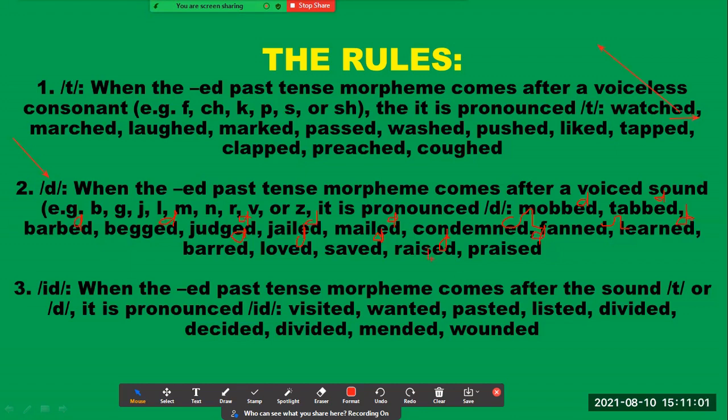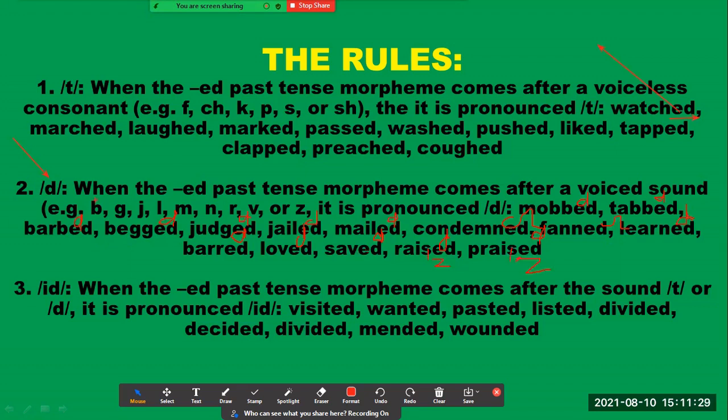Now take note of the fact that when we are pronouncing the sound of S here in raised, the sound is Z. The same thing here, the S letter gives us the sound of Z. So we have raised and we have praised. So these are all voiced sounds. When the ED past tense morpheme comes after a voiced sound, it is pronounced D.